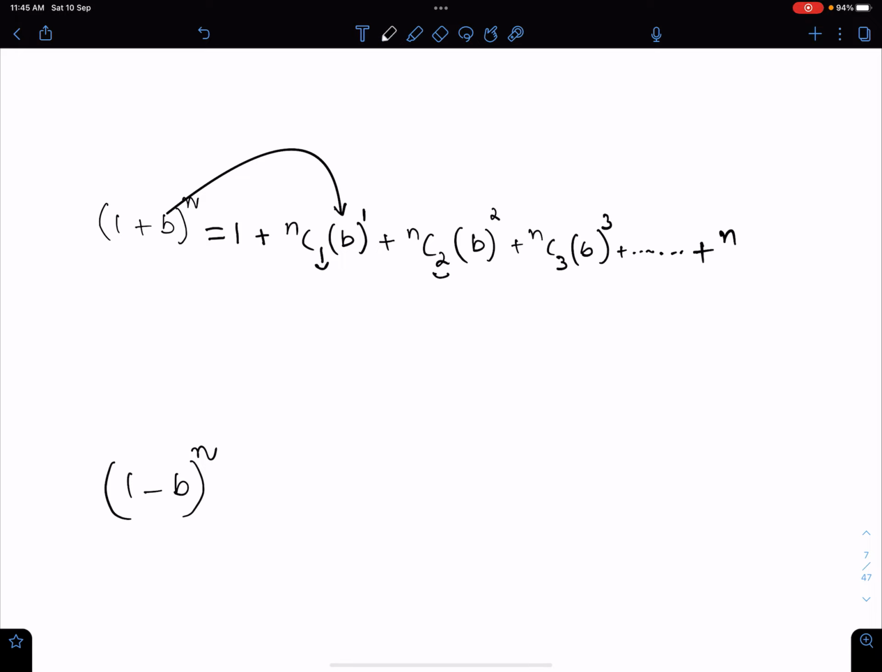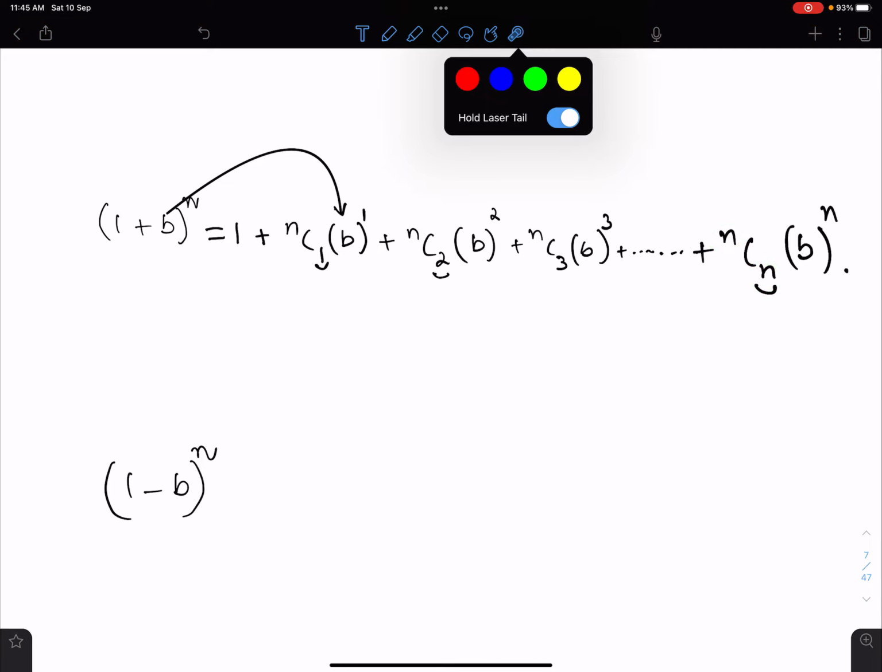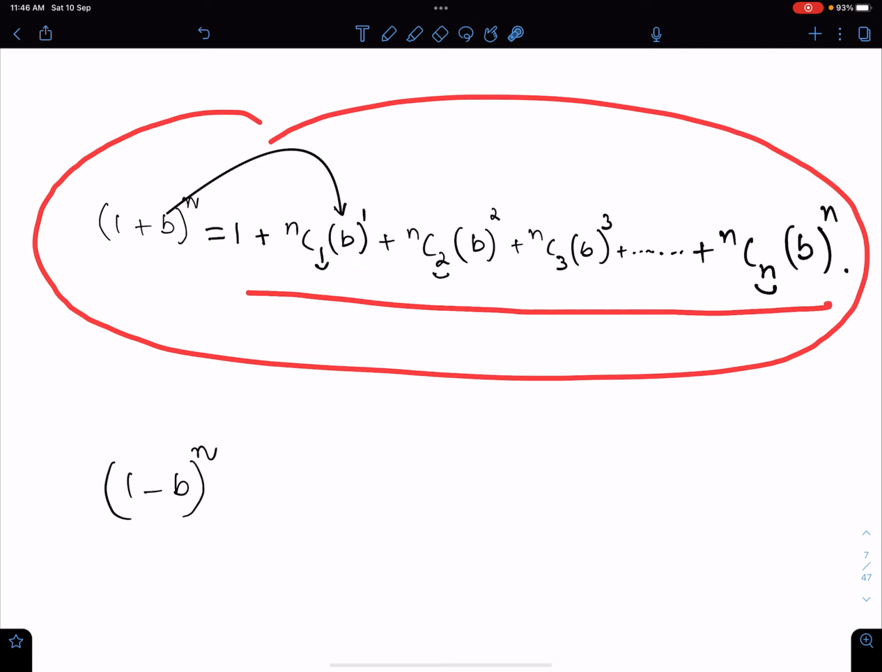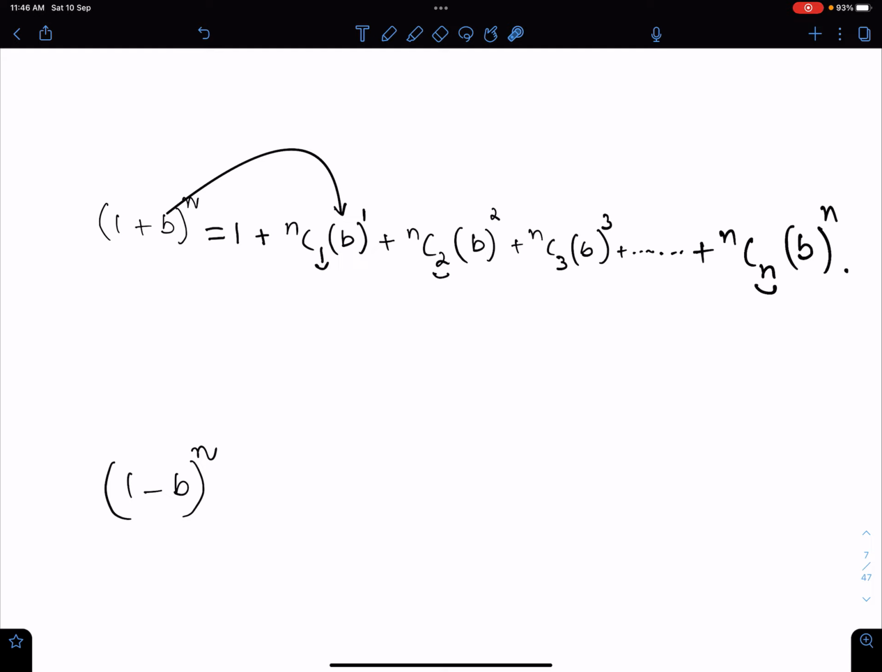And for the last term, write nCn, second term to the power this number, because when we get both numbers same, that means this is the last term. So this is the way to expand binomial expansion of this type, where the first term is 1 and we have positive sign between the terms.